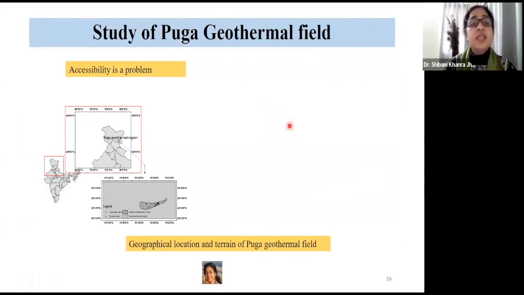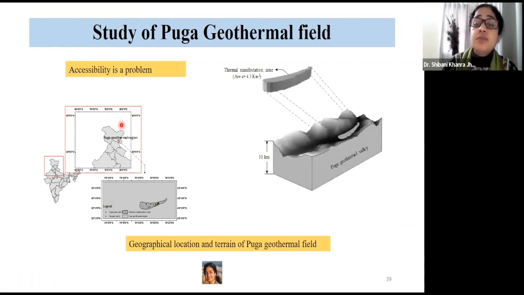As you can see here, Puga is located in the northern part of the country in Kashmir. The geographical location and terrain of the Puga geothermal field is one of the challenges, because accessibility is a problem in this zone. However, in terms of potential, it has certainly shown promise. Due to certain studies, it has also been found that Puga geothermal valley has a quite good thermal manifestation zone with a very wide area of 4.3 square kilometers.